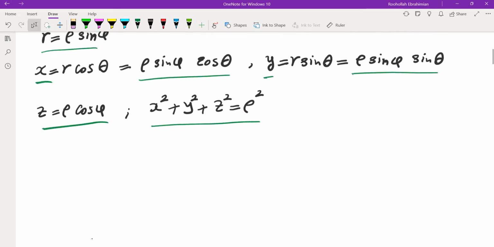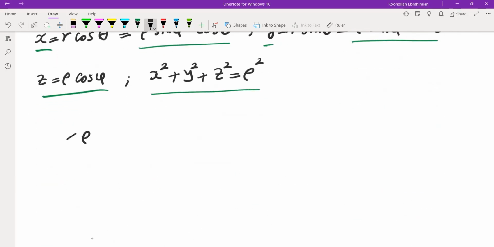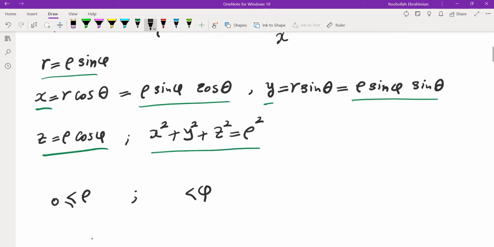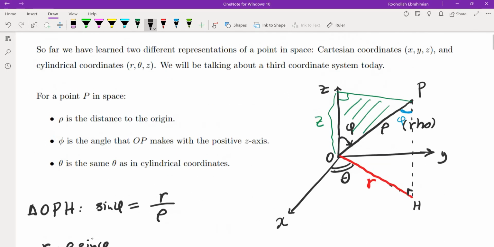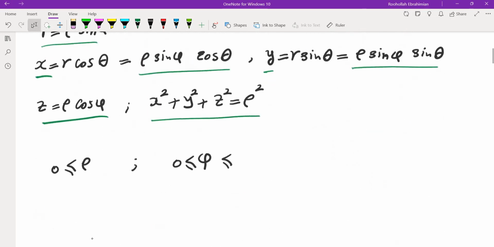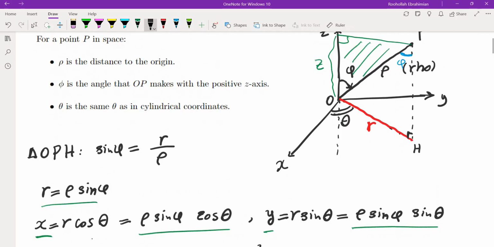Now, what are the limits of these quantities? Rho is the distance to the origin, so rho is greater than or equal to 0. What are the limits of phi? Well, the minimum value of phi is when we are in the positive z direction. So that's 0, the smallest value of phi. And the largest value is when we are exactly on the opposite end, so the maximum angle is going to be pi. And theta is on the xy plane, so it goes from 0 to 2 pi.